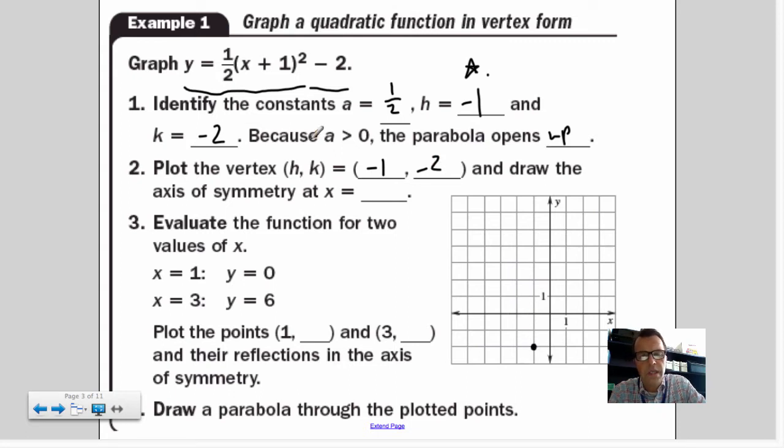Unfortunately, in vertex form, we don't see the y-intercept like we did in standard form. We could solve for it by plugging 0 in for x. That might not be a bad way to go. We could also just plot points. Somebody said, let's plug 1 into the equation. 1 plus 1 is 2. 2 squared is 4. Half of 4 is 2. Subtract 2 is 0. So right away, there's a point.